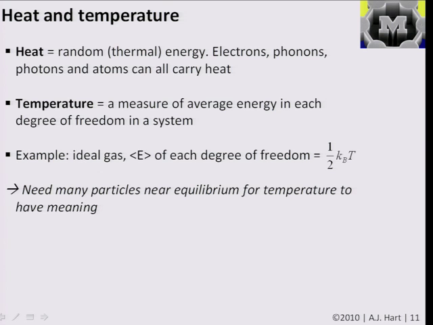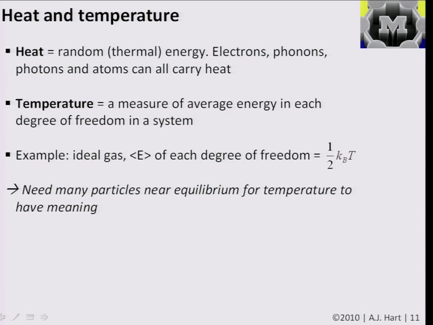From statistical thermodynamics, you need enough particles that you can begin to use some statistics on them. The way we would define temperature, classically at least, is as the measure of the average energy in each degree of freedom. So if you have a molecule that can move in 3 dimensions and doesn't have any vibration or rotation, then it would be 3/2 k_B T. So for each degree of freedom, you get 1/2 k_B T.